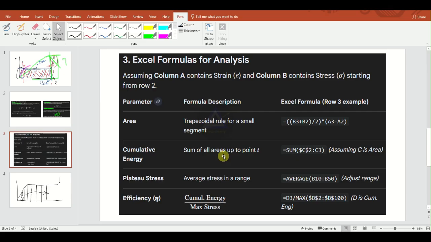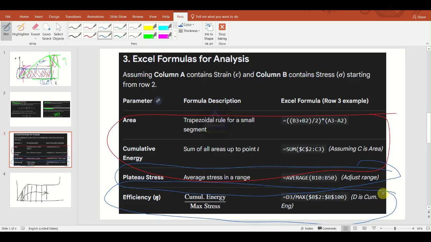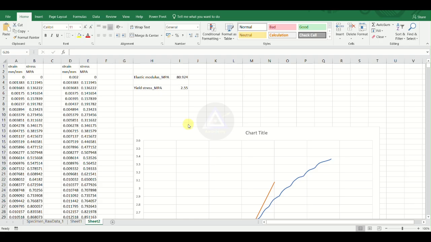So the total sum of the area is considered the energy absorption. Till this point we are measuring the energy absorption, and then we are going to measure the plateau stress, and then we are also going to measure this particular efficiency value. Got it? Yeah. So let's go ahead, come back to our previous results.